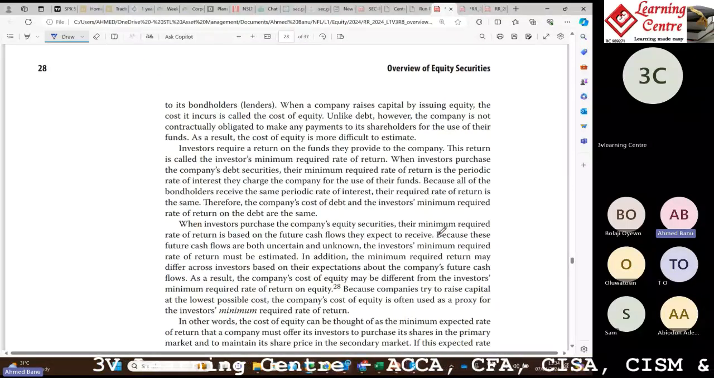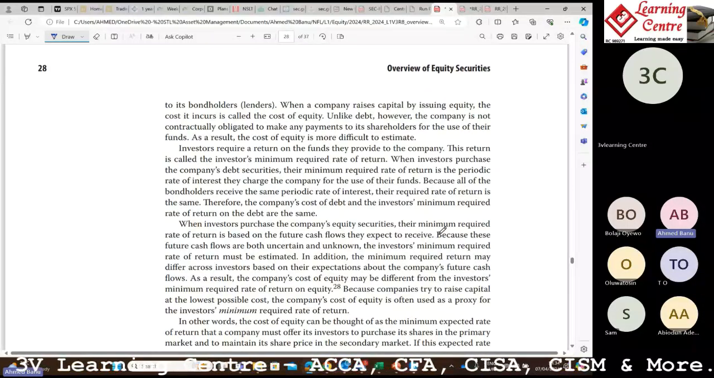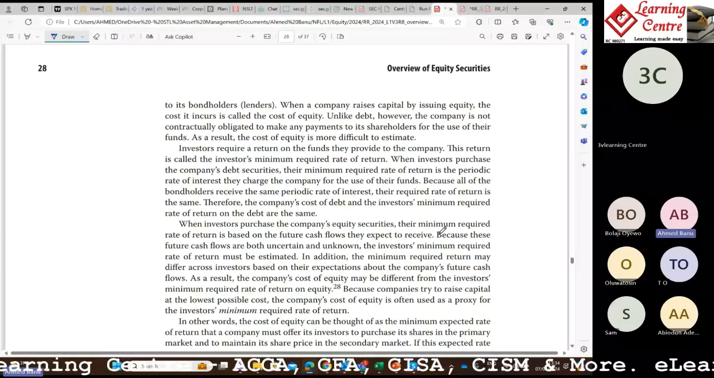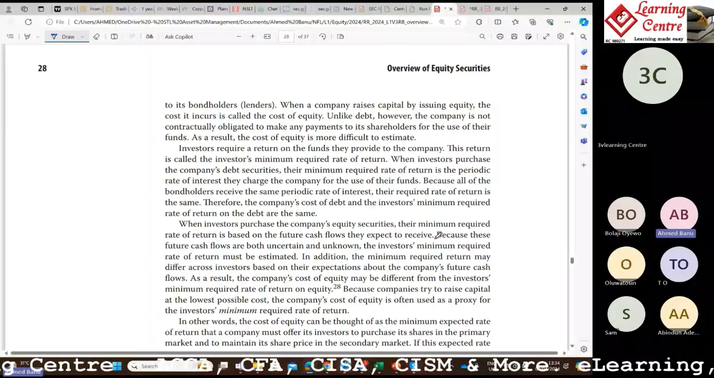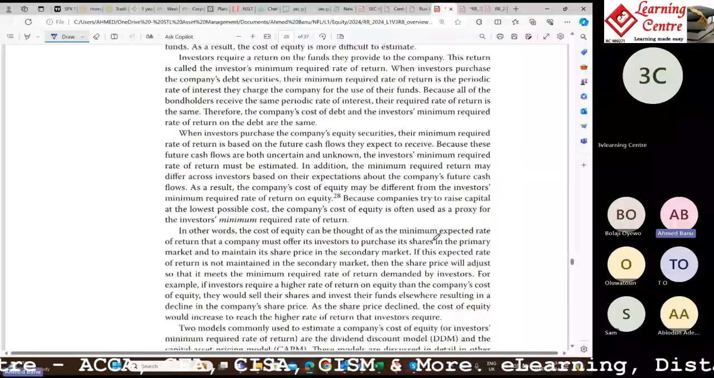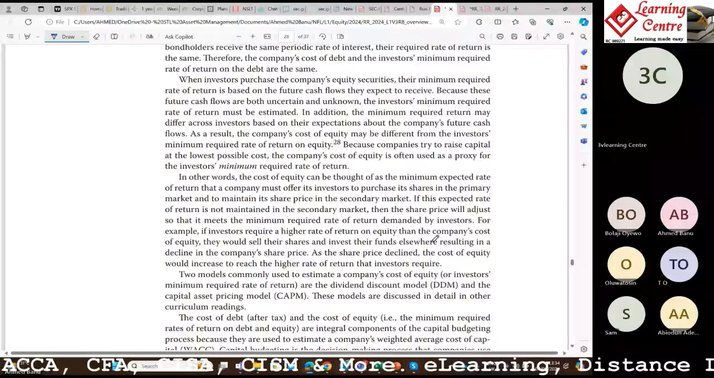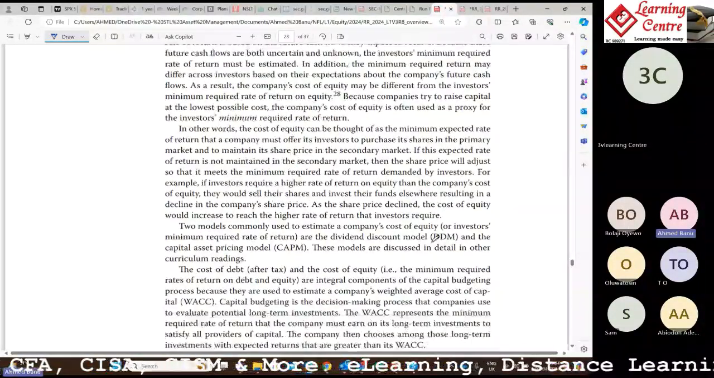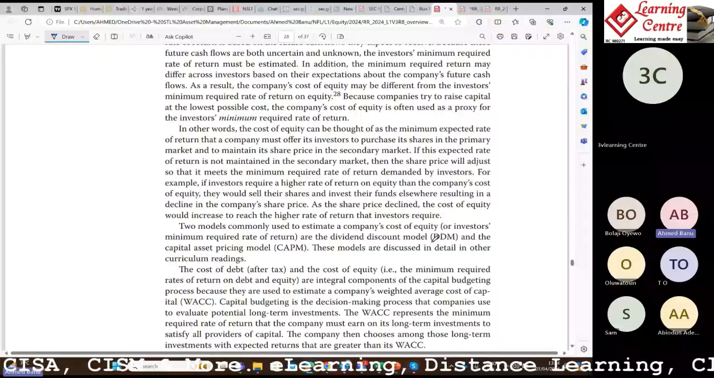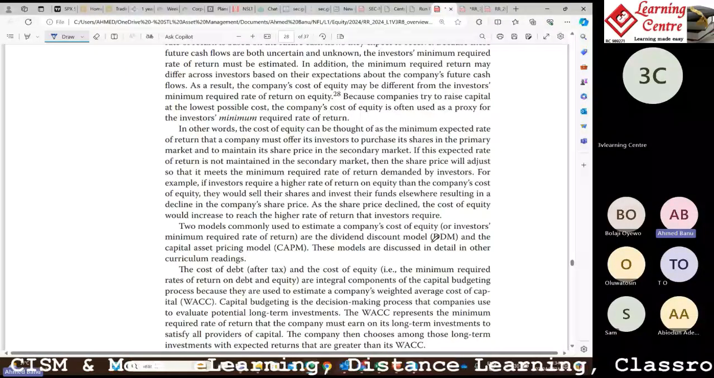Because companies try to raise capital at the lowest possible cost, the company's cost of equity is often used as a proxy for the investor's minimum required rate of return. In other words, this is what I'm going to read last. Apologies, I'm reading out from the curriculum.